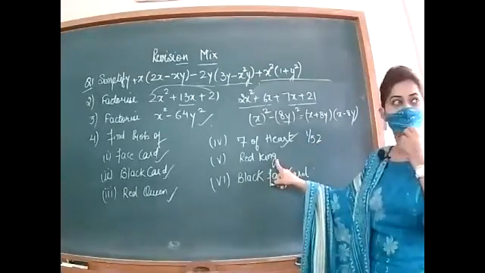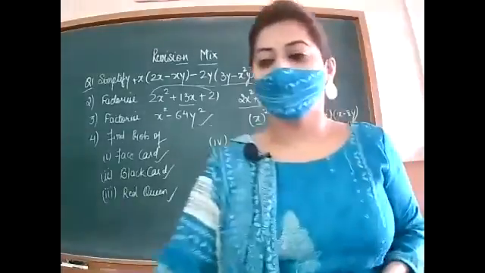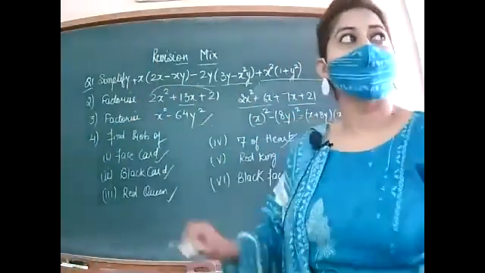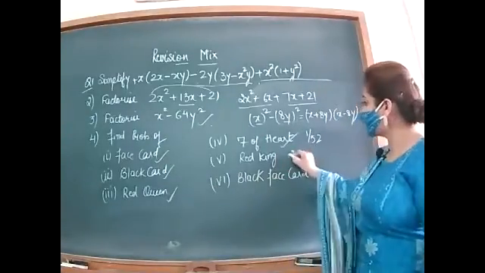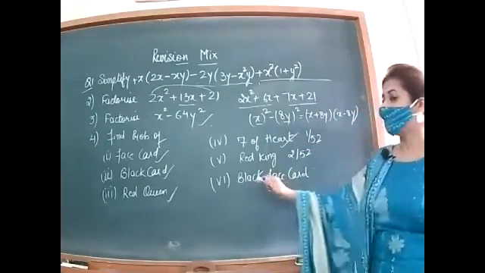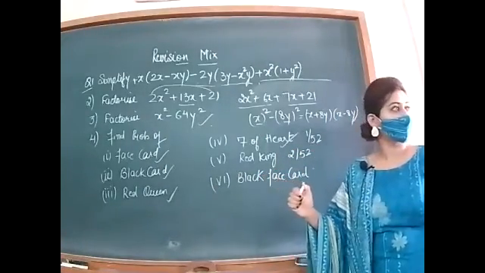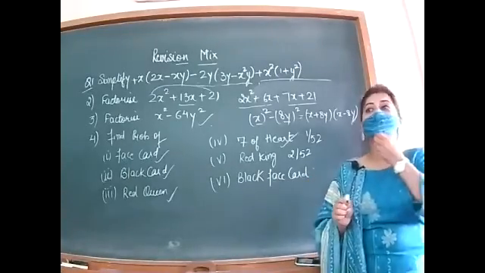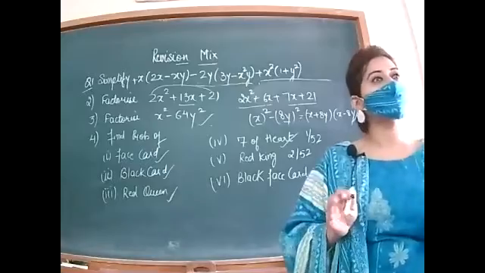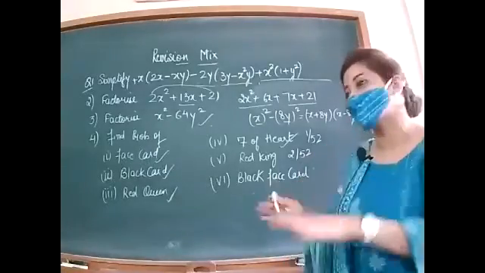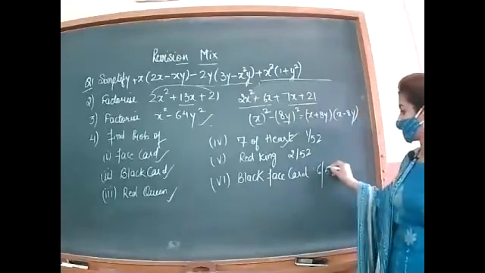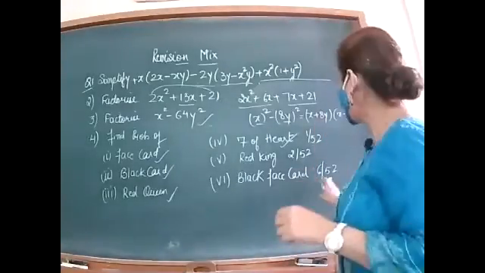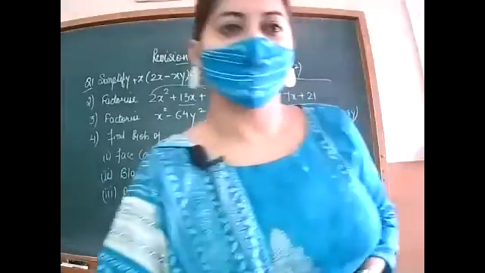Red king. Answer is 2 by 52. Black face card. Actually, total 12 face cards are there. Out of 12, 6 are black, 6 are red. So answer will be 6 by 52. Cancel it out. Answer will be 3 by 26.